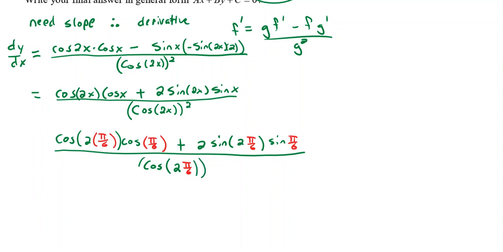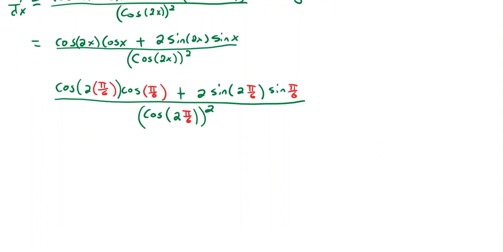And then that's all squared. All right, so now the good thing is we know what those are, right? This is really the unit circle is what we should be thinking here. Because cos of 2 times pi over 6, well, that would be the same thing, just canceling that, right? That'd be pi over 3. So what is cos pi over 3? Well, that would be a half. Okay? And then on to the next one. So cos pi over 6, that would be root 3 over 2. That's the x value when the angle is pi over 6.